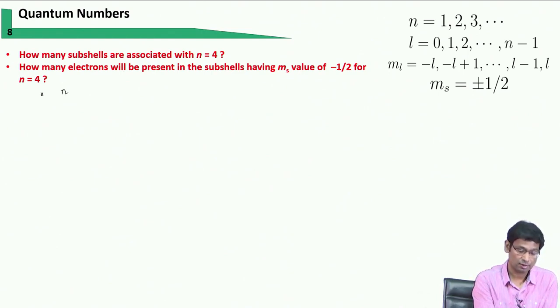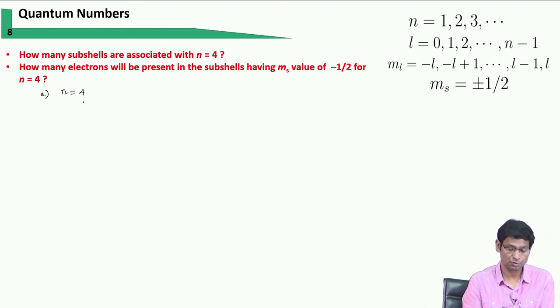So, to answer the first bit, we know that we got this question that n equals 4. So, the principal quantum number n is given, n equals 4, and we know for n equals 4, L goes from 0 to n minus 1, and in this case 0, 1, 2, 3. So, these 4 are called subshells. So, these are the 4 subshells that we have.